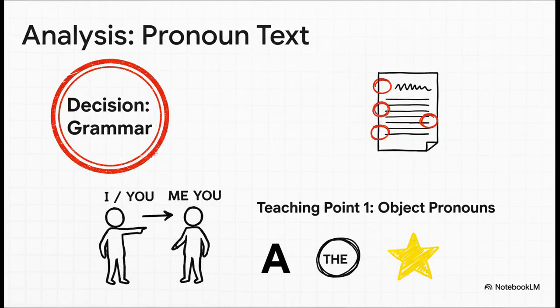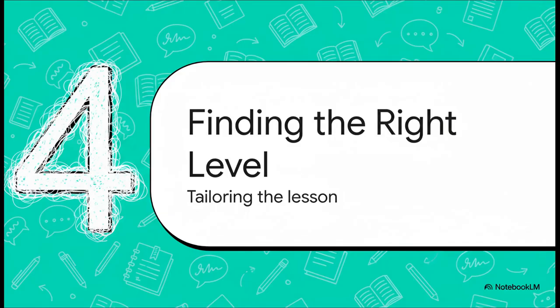Yeah, this one is a clear-cut case. The repeated grammatical errors basically make the decision for us. This has to be a grammar lesson. We're not worried about fancy vocabulary here. We're fixing the fundamental wiring of the sentences. The obvious teaching point is object pronouns, helping the students see the difference between we and us and they and them.